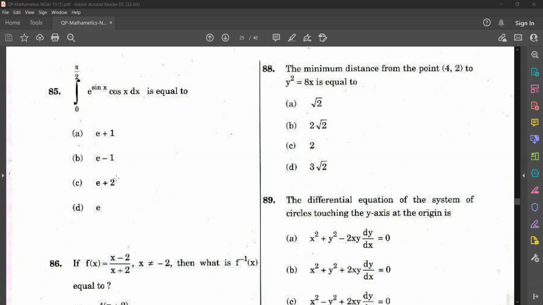Options: root 2, 2 root 2, 2, 3 root 2. Okay, I'll give you 30 seconds. All of you, please try, and give me the answer in the comments.